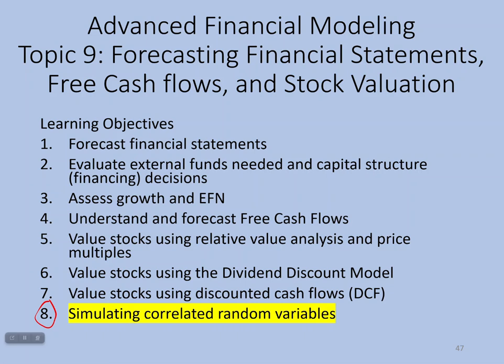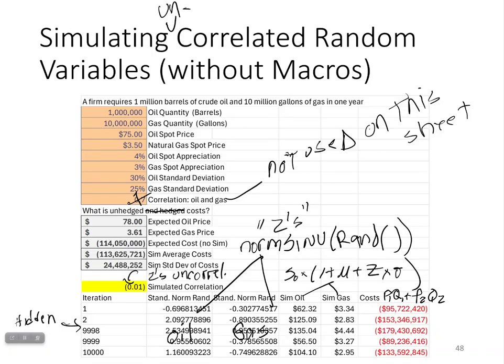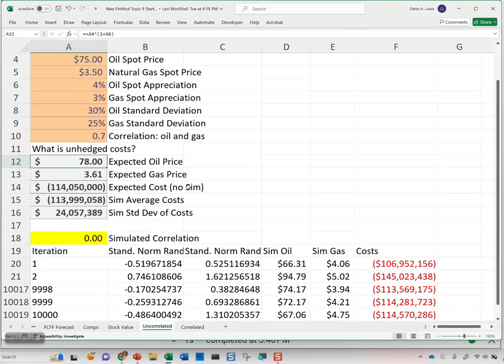Advanced Financial Modeling, Topic 9: Forecasting Financial Statements, Free Cash Flows, Stock Valuation, and a bonus topic, we're going to simulate correlated random variables. Before we do that, I want to generate a model to forecast the cost of gas for this firm, and then I'm going to show you how you can work in the idea or the concept of correlated random variables. So let's go to the model.